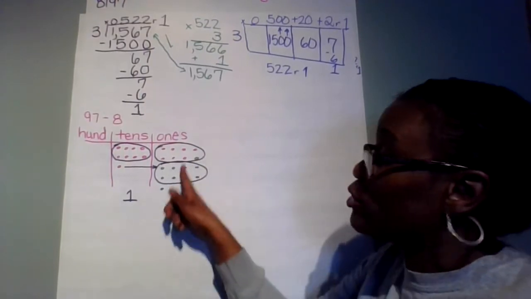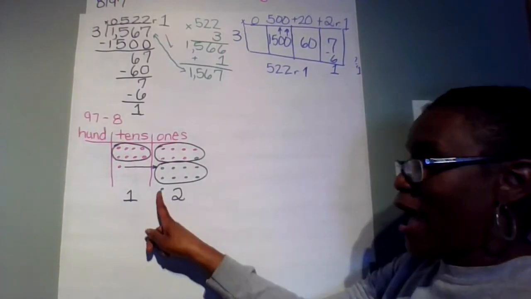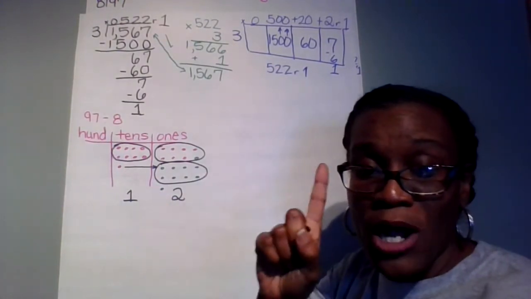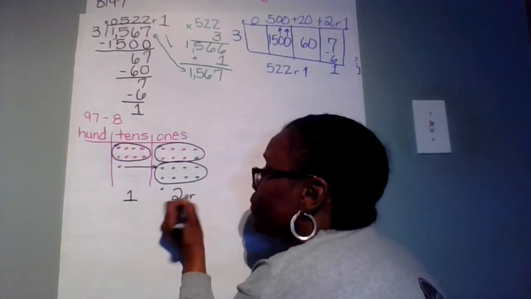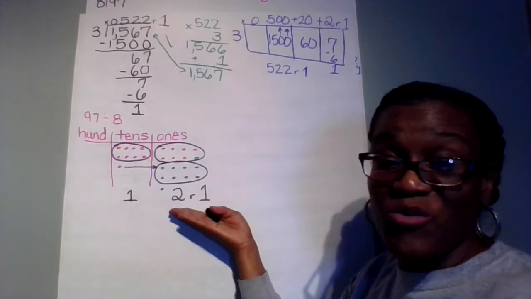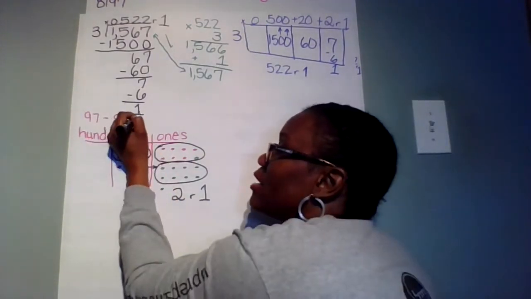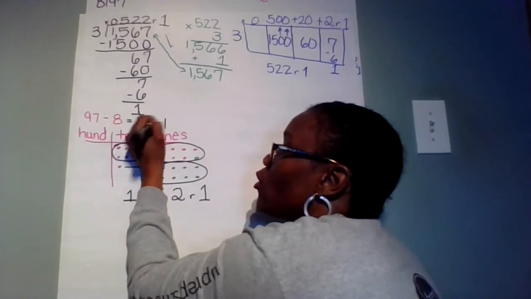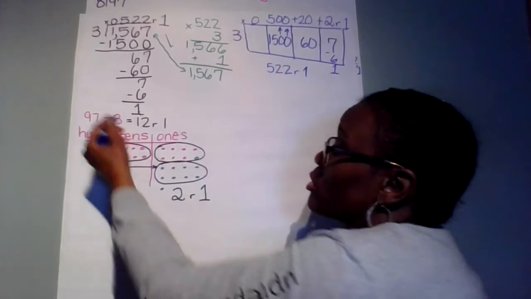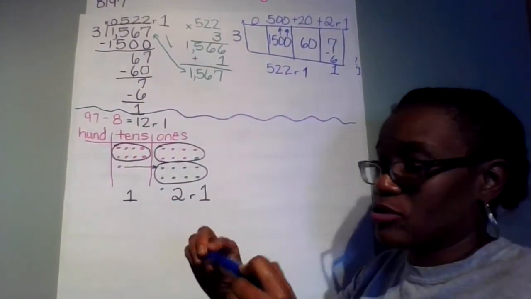So how many groups do you have? I have 2 groups. And how many do I have left over in my ones column? 1 lonely little green dot. There's my remainder. And guess what, everyone? Here's your answer. So 97 divided by 8 is equal to 12 with a remainder of 1. So I'm going to separate that so you can see.